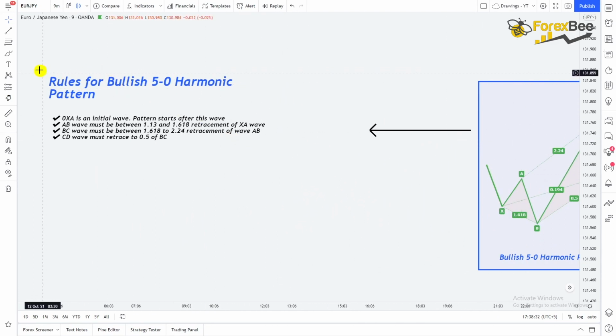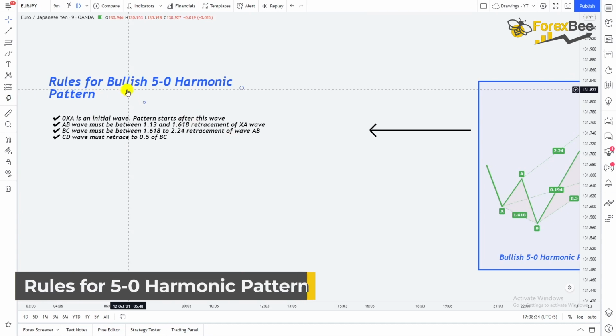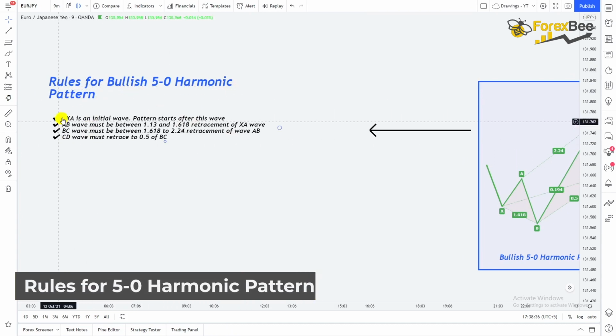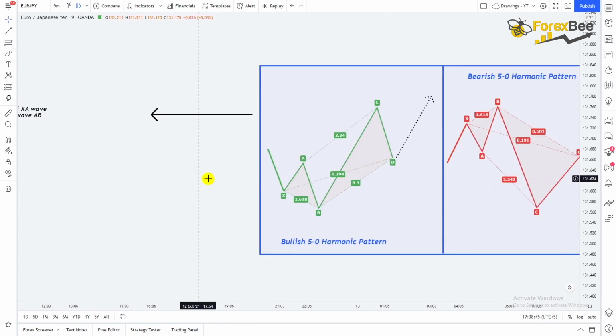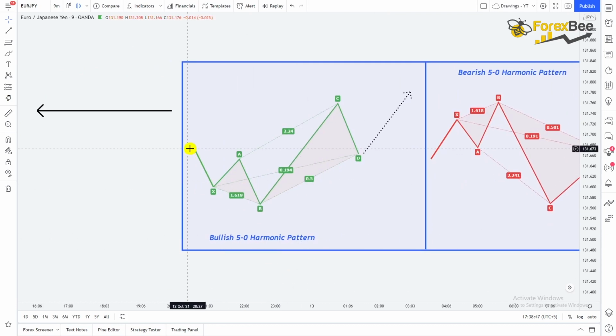So here are the rules for the bullish Fifty harmonic pattern, in which the first rule is that 0XA is an initial wave, and the pattern starts after this wave. If we go here to our drawing, we can see that this is the 0XA wave, and our harmonic pattern starts after this wave. So this is our first rule that we have detected here.